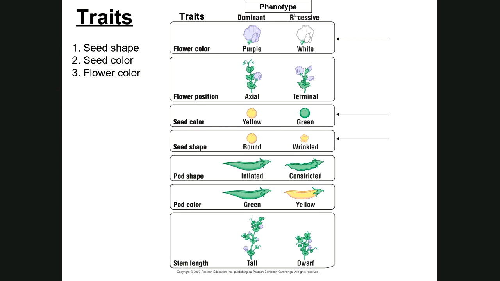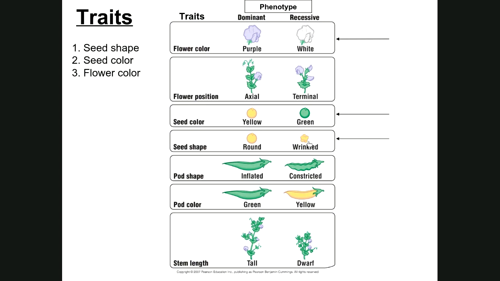If you come down here, seed color, this is another trait. But Mendel found that seed color also comes in 2 different phenotypes. There's a dominant yellow colored seed and a recessive green colored seed. So these are the 2 different phenotypes. And then there's a third trait, seed shape. This is a third single trait, seed shape, but it also comes in 2 different phenotypes. A dominant round shape and a recessive wrinkled shape.